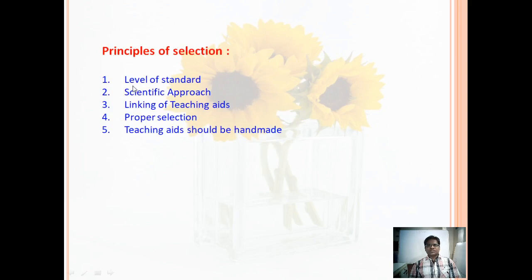Then here are some principles of selection. The level of standard: we have to see the level of the standard, because you are going to teach all the students from class 6 to standard 12, so as per their level and their learning style, you need to use these things. Then a scientific approach should be there, linking of teaching aids: when and where we have to use these teaching aids. After teaching a particular paragraph, after explaining a particular poem, in a particular event we need to use such audiovisual aids. Then proper selection must be there, as per their level: what learning experience should I give to my students? It must be selected properly, and after that teaching aids should be handmade. Whatever teaching aids you are going to show in the class should be handmade.